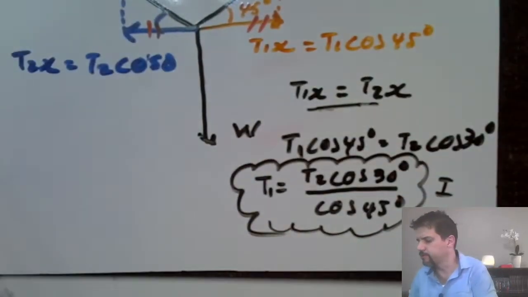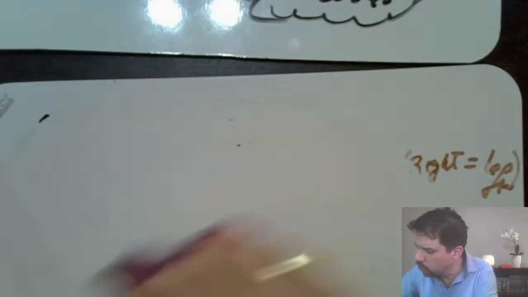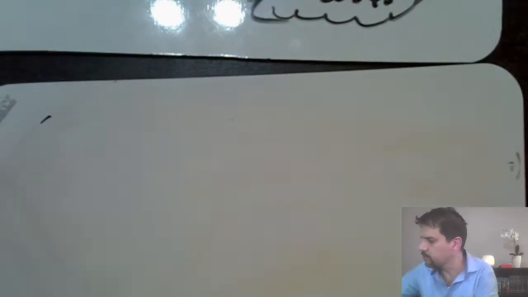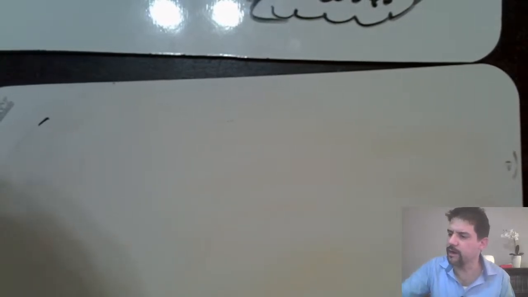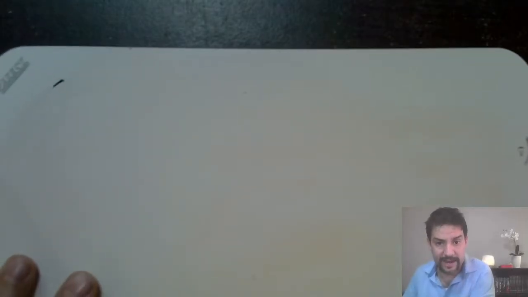Let me use the other board. I am going to erase this one because I need the space. Now we have to go to the y-axis. Now we have to do the same work, but for the y-axis. Let me see, which color can I use? I can use this one. So let's do the same, but for the y-axis.